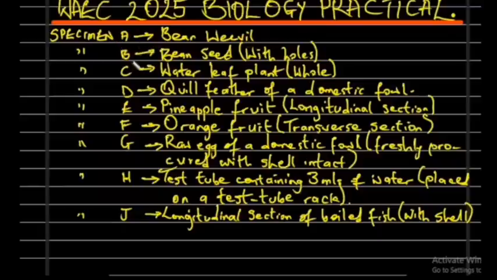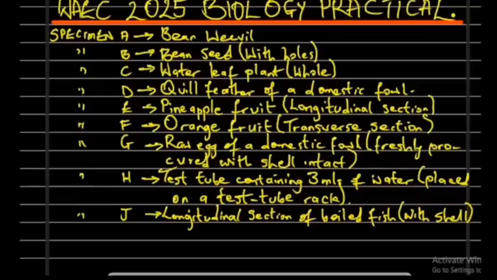Specimen A, we have bean weevil. Specimen B, we have bean seed with holes. Specimen C, we have the whole water leaf plant. For our specimen D, we have the quill feather of a domestic fowl. Specimen E is the longitudinal section of a pineapple fruit, while specimen F is the transverse section of the orange fruit. Specimen G is raw egg of a domestic fowl that has been freshly procured with shell intact. Specimen H is a test tube containing 3 ml of water placed on a test tube rack, while specimen J is the longitudinal section of boiled fish with its shell intact. So without wasting too much of our time, we'll go straight into talking about each of these specimens as we see them one after the other.